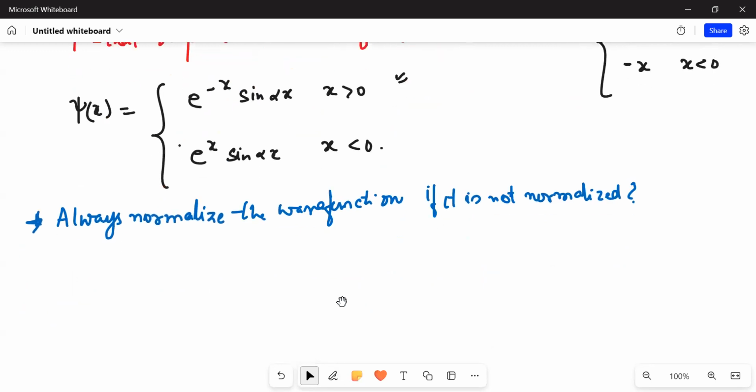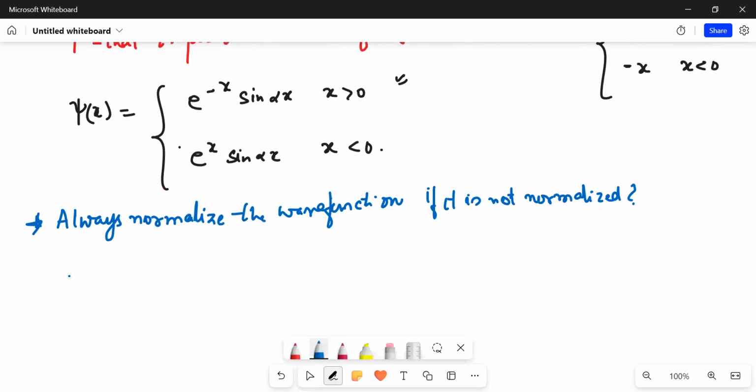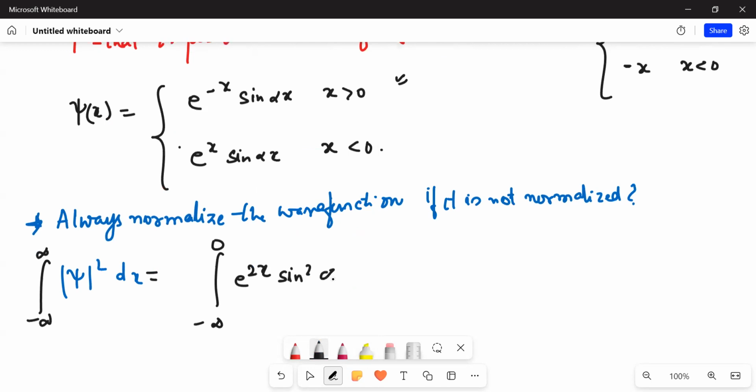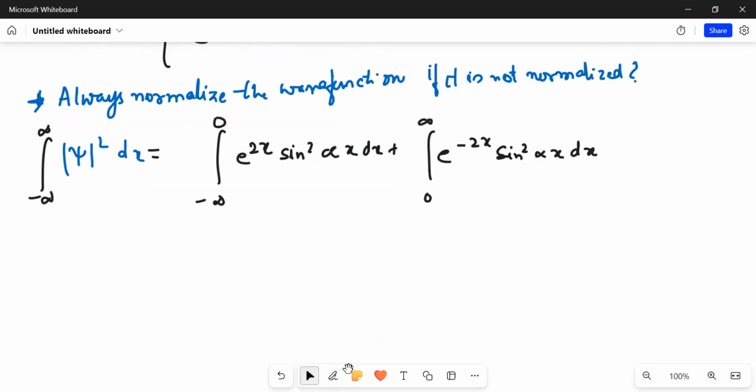Okay, is that clear? So if I normalize this wave function, how will I do it? I know this is the integral of psi mod whole square dx from minus infinity to plus infinity, and from minus infinity to 0 the wave function is this. So I'll simply write the square of this because this is real. So e to power 2x sine square alpha x dx, and from 0 to infinity e to power of minus 2x sine square alpha x dx. Okay, is that fine?